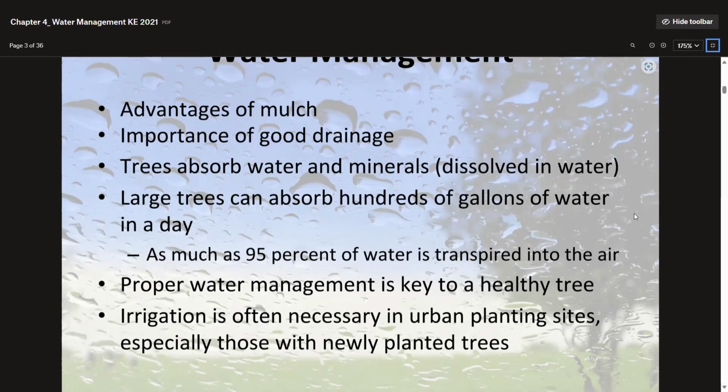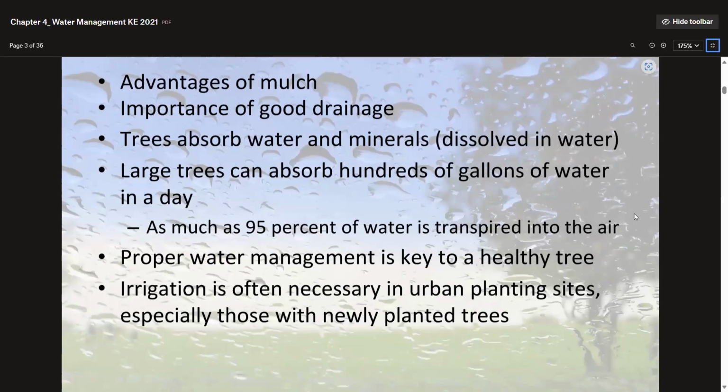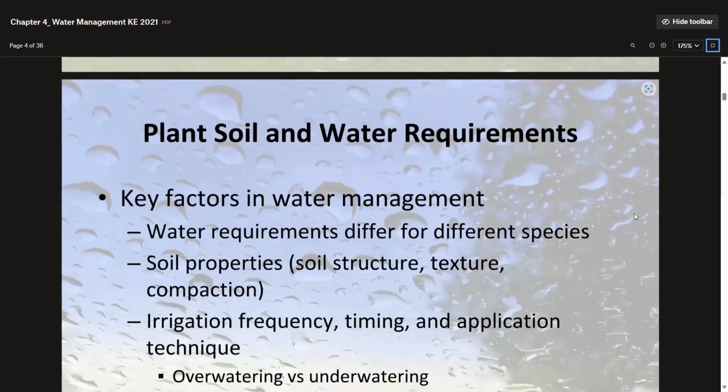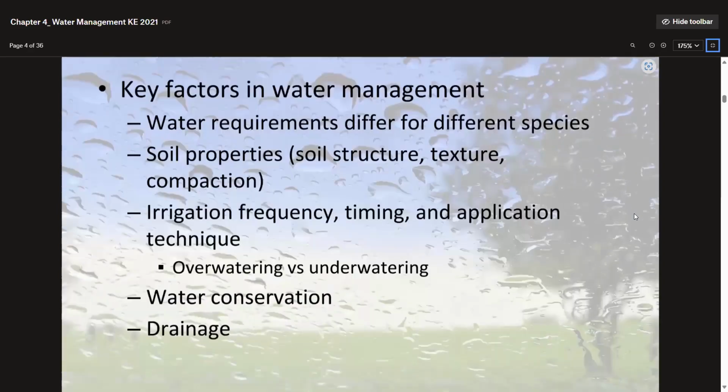Proper water management is key to a healthy tree. Irrigation is often necessary, especially in those urban planting sites, and it's critical with new trees. Okay, they have to have water because they've lost a lot of roots in that transplant process. So they really need to be able to get as much water as they need. All right. So the key factors in water management are that water requirements differ for different species, right? We talked about that.